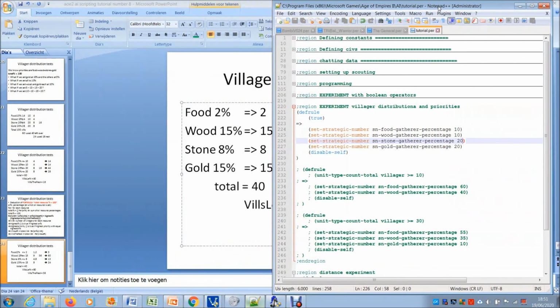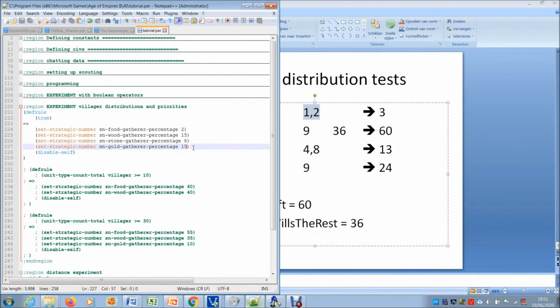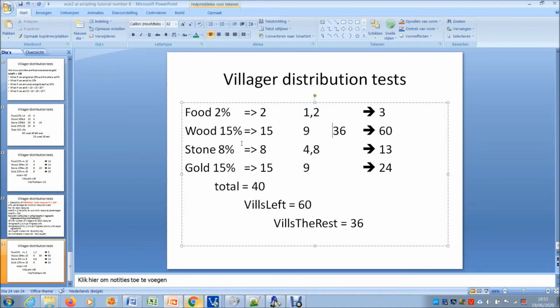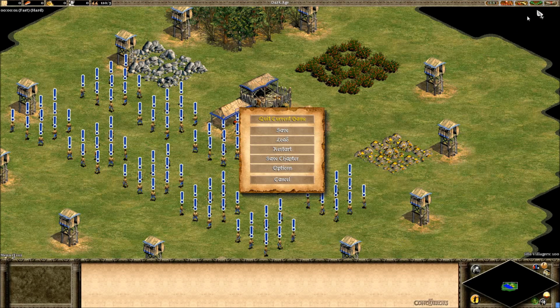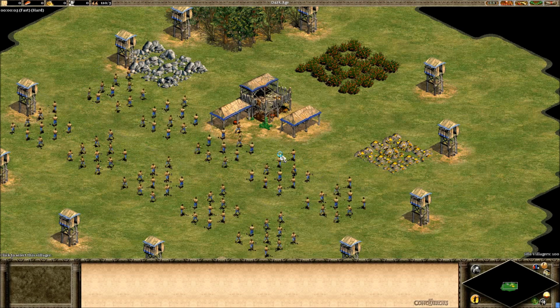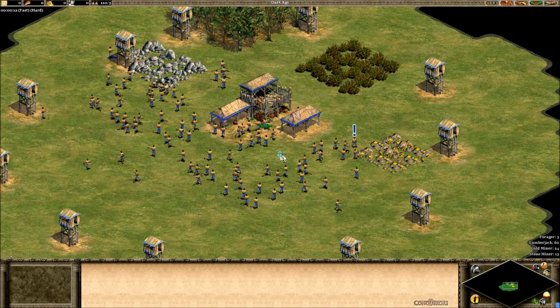So we program in these percentages: food, wood, stone, and gold. We save, and I hope this is correct. What do we expect? 3 on food, 60 on wood, 24 on gold, and 13 on stone. 3, 60, 24, 13. Let's see. Quod erat demonstrandum.